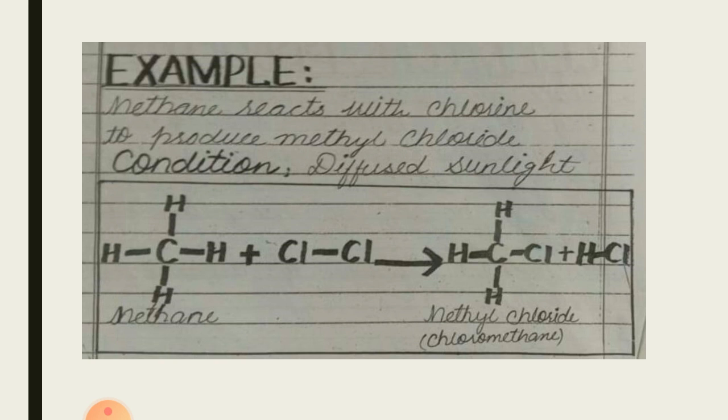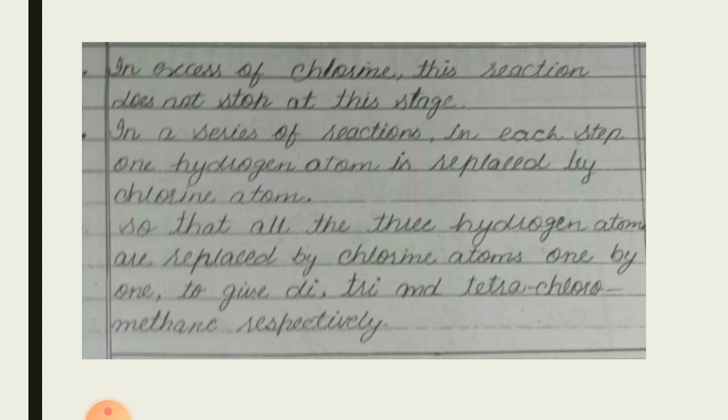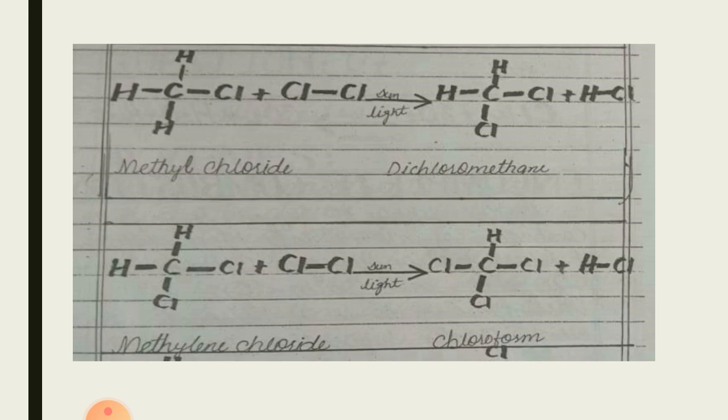Look at the structure. We have methane, and we are using a chlorine molecule, and the hydrogen will be replaced. In the first step, one hydrogen will be replaced and methyl chloride, or chloromethane, will be formed. In excess of chlorine, the reaction will not stop, and we will get a series of reactions and compounds.